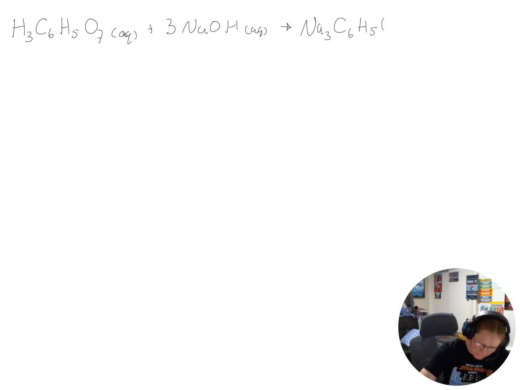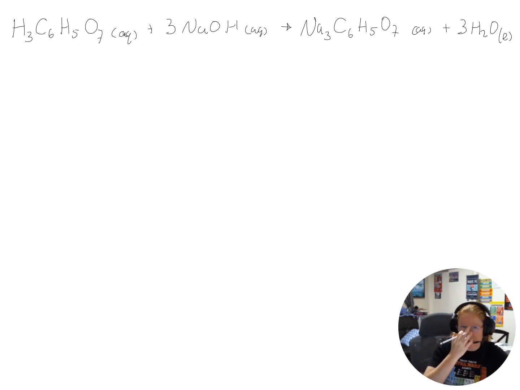All right, so there's our citric acid, sodium hydroxide, sodium citrate. Now looking at this, how many hydrogen ions do I have in front of my citrate anion? I have 3. Citric acid is a triprotic acid because it has 3 acidic protons that can come off.